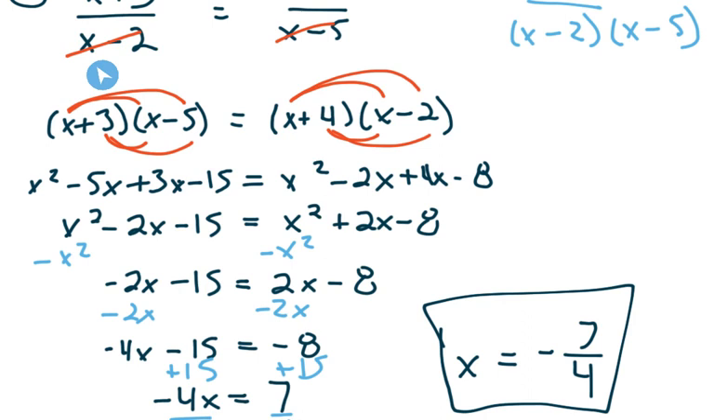Something that would not have worked. So say we got x equals 2 as an answer, or x equals 5 as an answer. Those would be extraneous. We'd cross them off, not use them.